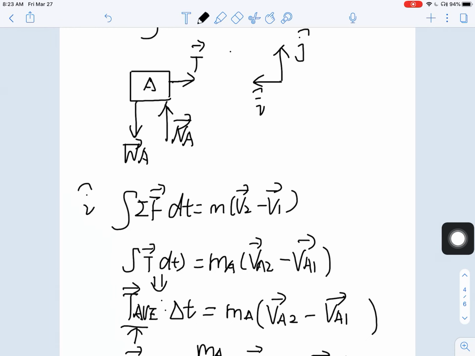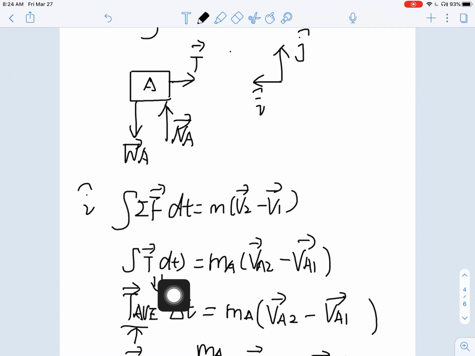Since there's only one force in the i direction, the sum of forces equals just T, right? Then we can write this as the integral of T dt equals mA times vA2 minus vA1. And this vA1, we already solved from part A.